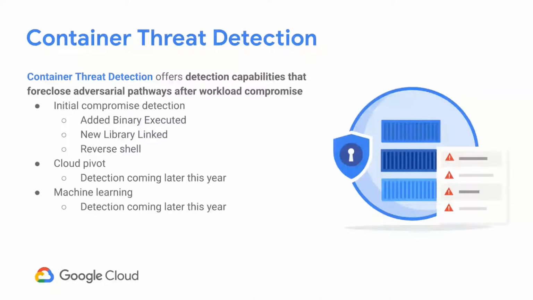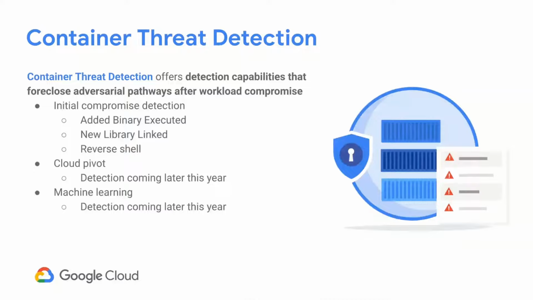Now, we've got additional detectors that are coming later this year, and while I will simply tease the categories they're coming in, we're interested in two additional areas. One is, like I said, catching the pivots from containers to the rest of your cloud environment. And we believe we're uniquely well positioned to do that given our relationship with the rest of Google Kubernetes Engine as a team and the rest of Google Cloud.